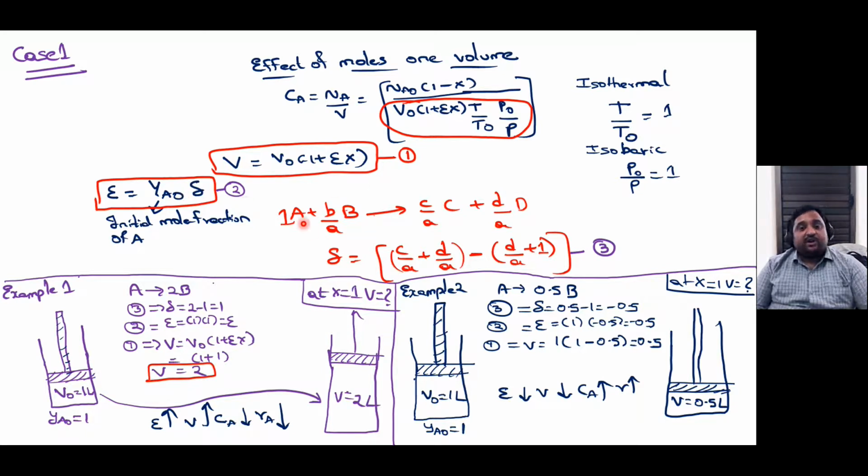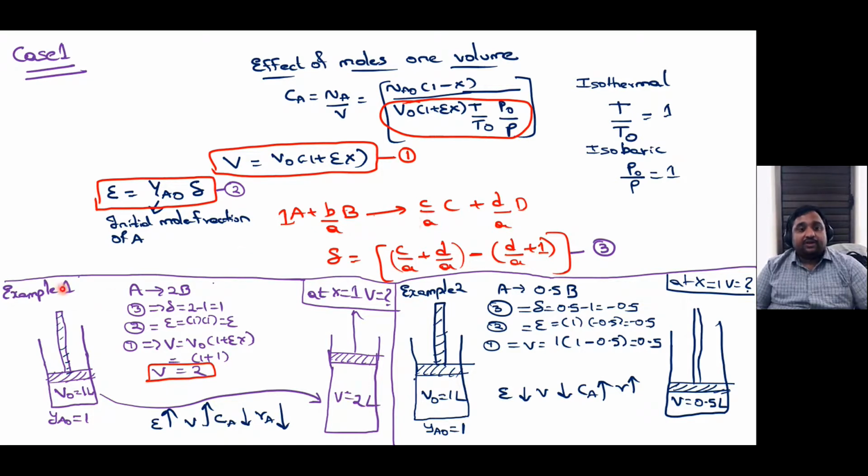If you take a hypothetical reaction, 1 mole of A plus b/a moles of B gives rise to c/a moles of C plus d/a moles of D. And if you subtract the reactant moles from the product moles, that gives you the delta. So that is why you can incorporate delta here once you know the reaction. Let us take two examples to see the effect of moles.